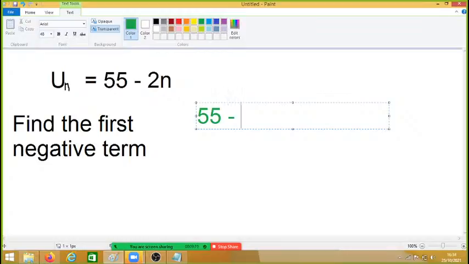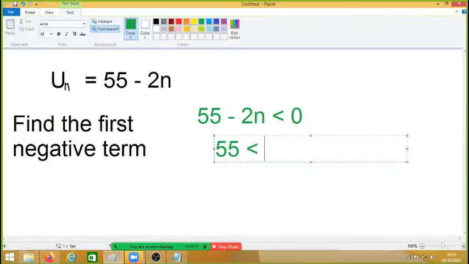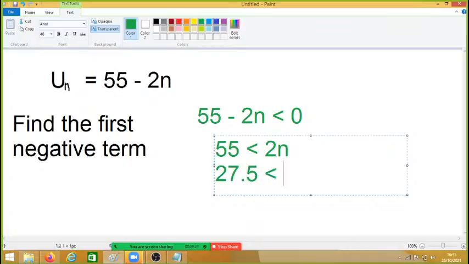So I'll write my equation: 55 take away 2n. I need to put a value of n in so that when I work it out, my answer is less than 0. And then we solve that, put the 2n to the other side. So 55 is less than 2n. Divide by 2, 27.5 is less than n. So now that means if we read it the other way around, n is bigger than 27.5.